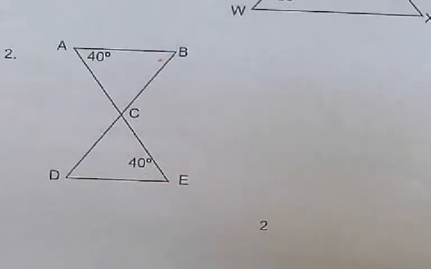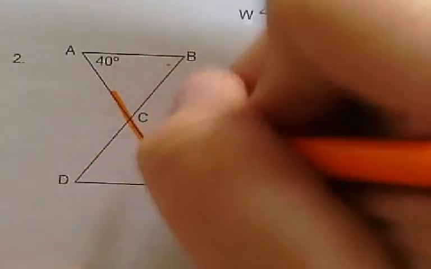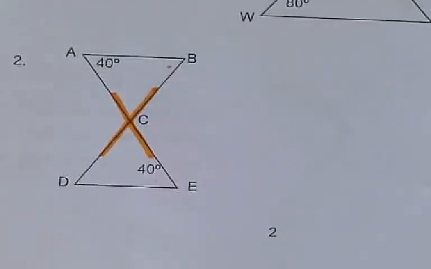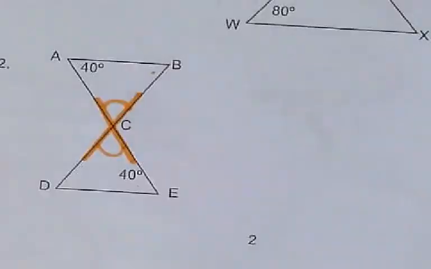And now, vertically opposite angles. At which point? A, B, C, D, or E? At which point do I have vertically opposite angles? Look for your cross. You are just making up letters. At C is my cross. Oh, C. Which means that this angle is equal to that angle. So that is using vertically opposite angles.